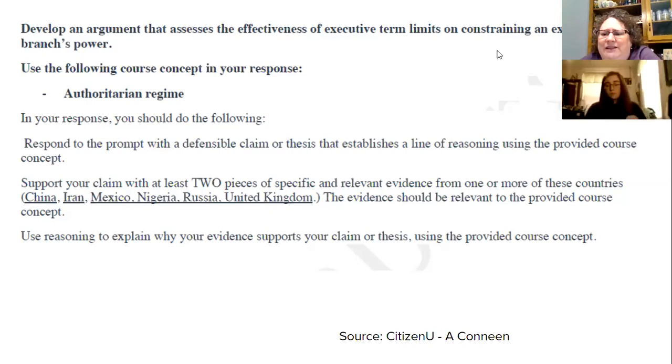All right, so the question is, can you come up with something here to get at least a couple of points? Can you give me a definition of authoritarian regime? Could you talk about term limits in at least one of these countries? And you could use one country twice, but in a question like this, it's going to be better if you're using two countries for your evidence. In some questions, it would work to use the same country twice, okay?